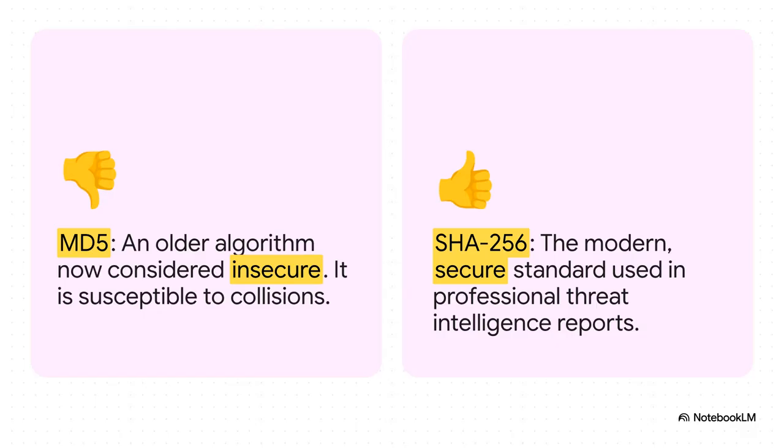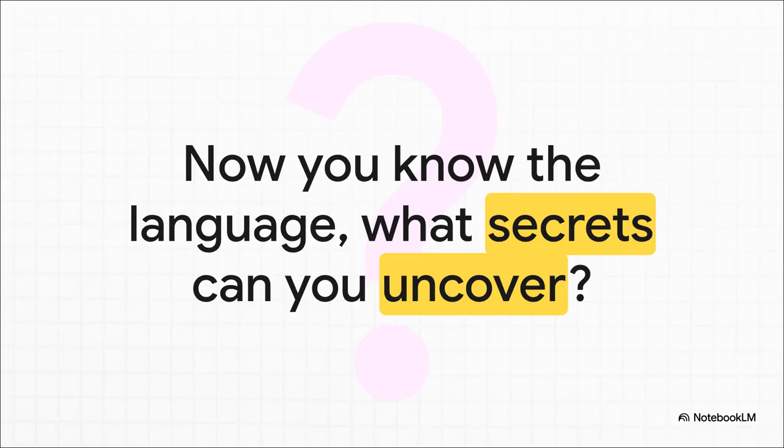And that's exactly what happened with an older algorithm called MD5. It's been proven that you can create collisions with it, so nobody considers it secure anymore. That's why today, the gold standard you'll see in pretty much every professional report is SHA-256. It's modern, it's secure, it's what the pros use. So there you have it. We've kind of pulled back the curtain on this secret language of threat hunting. From the basic building blocks to the crazy, confusing code names for APTs, and all the way down to the digital fingerprints like hashes that help us track them. Now that you speak the language, what secrets could you uncover?